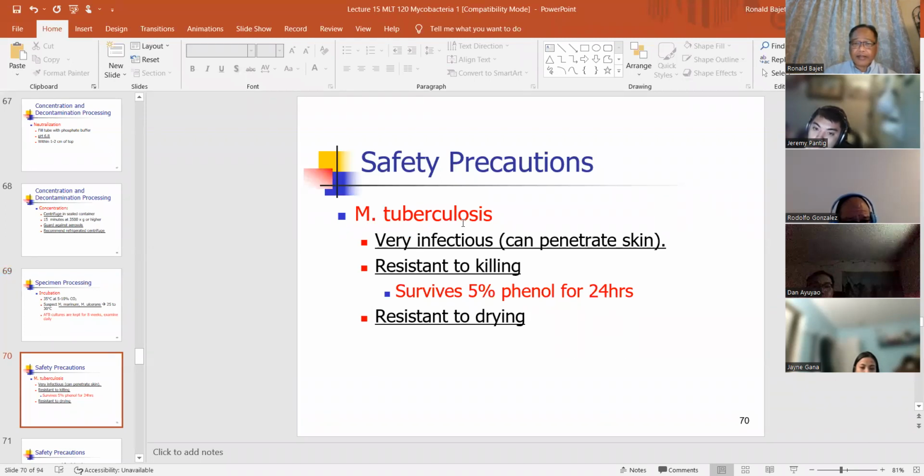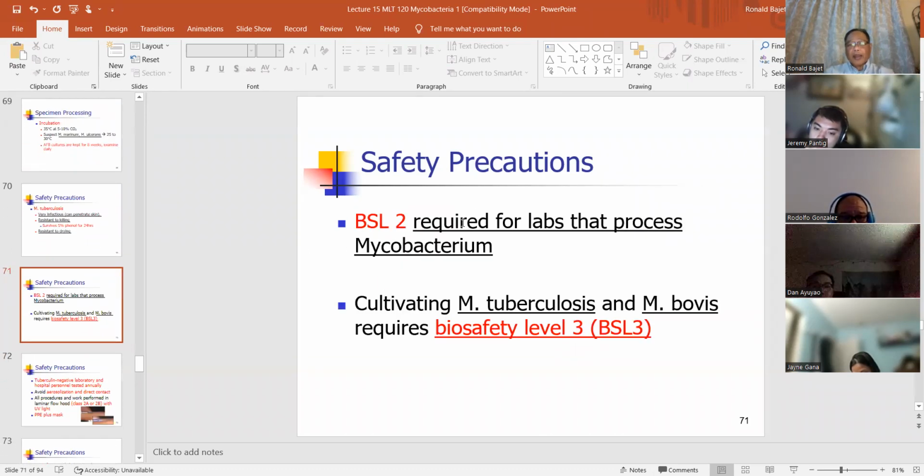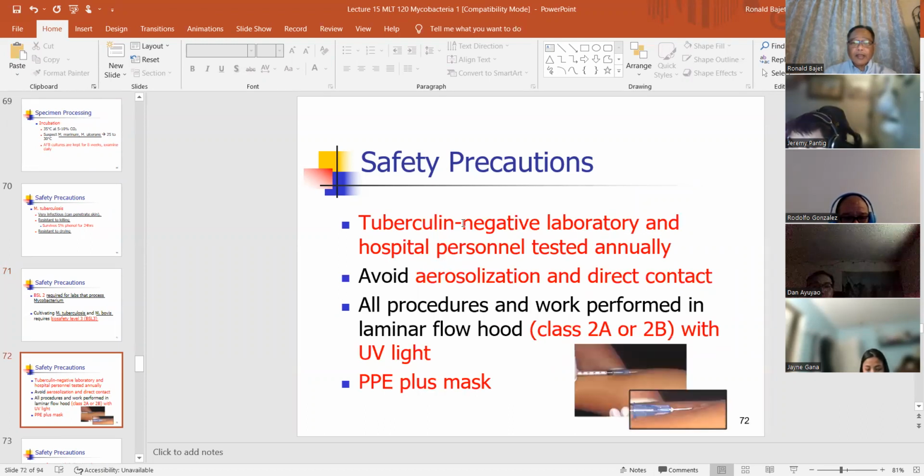MTB is very infectious, can penetrate the skin, is very resistant to killing, and it will survive 5% phenol for 24 hours, and it's very resistant to drying. A biological safety level 2 laboratory is required for those labs that process Mycobacterium, but if you're culturing MTB and M. bovis, you now have to upgrade to a biological safety level 3 laboratory.